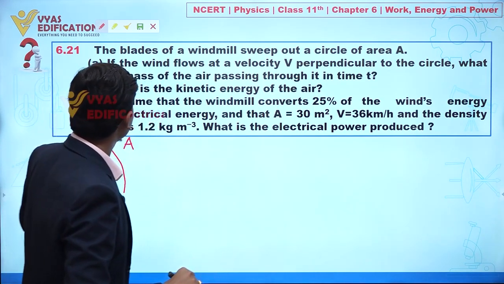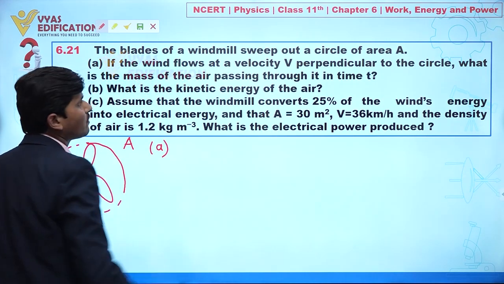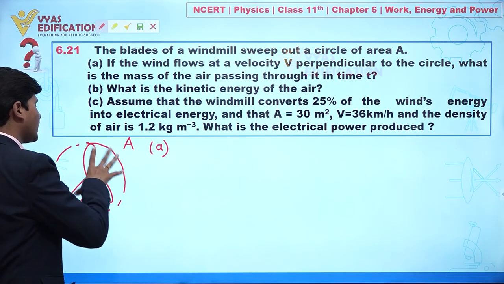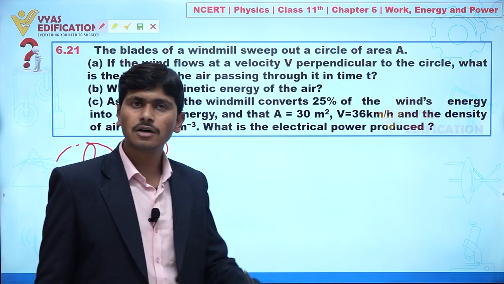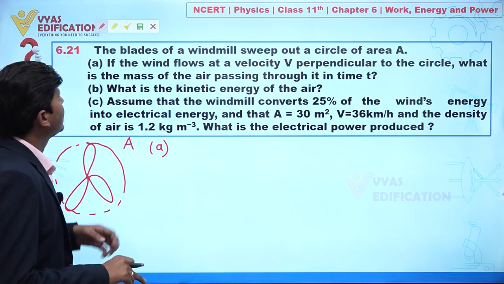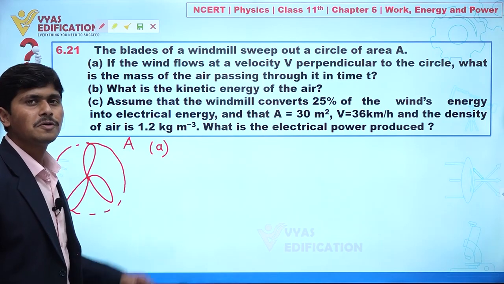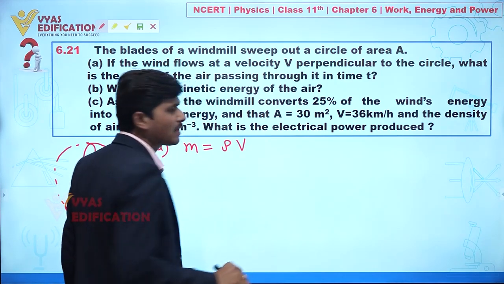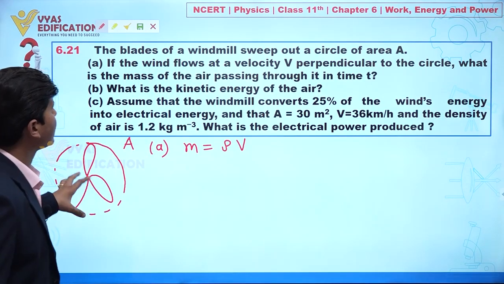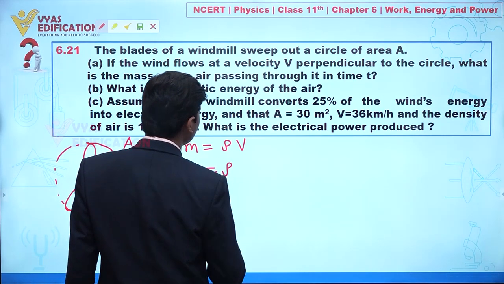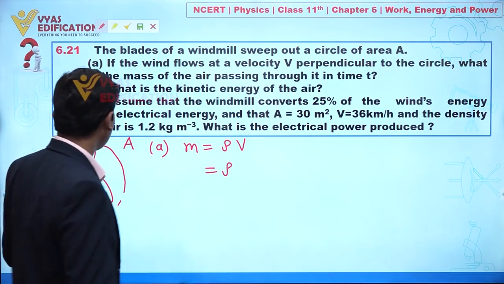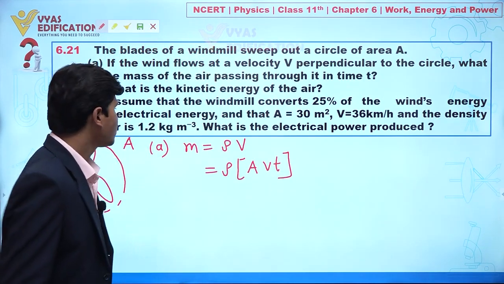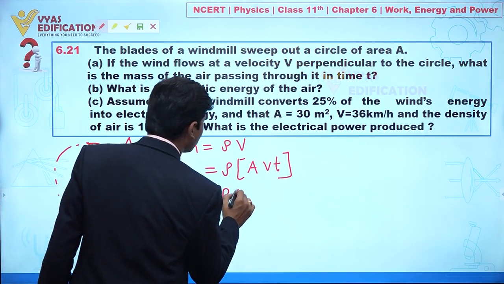It is also given in part A, if wind flows at a velocity capital V perpendicular to this circle. So let's suppose the air is moving perpendicular to this area with the velocity of capital V. Now we have to find the mass of air passing through it in time t. We know mass is given by density multiplied by volume. Let's suppose the density of air is rho. Volume is area multiplied by the distance covered in time t. So mass is given by rho A V t.